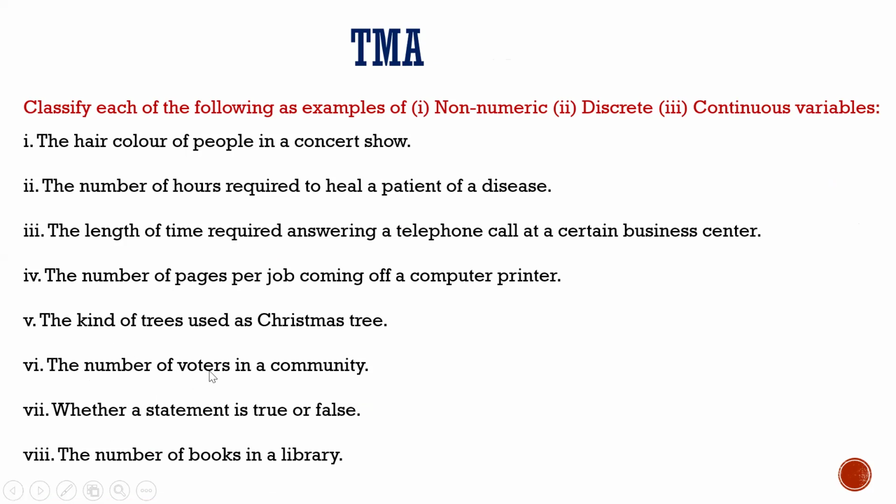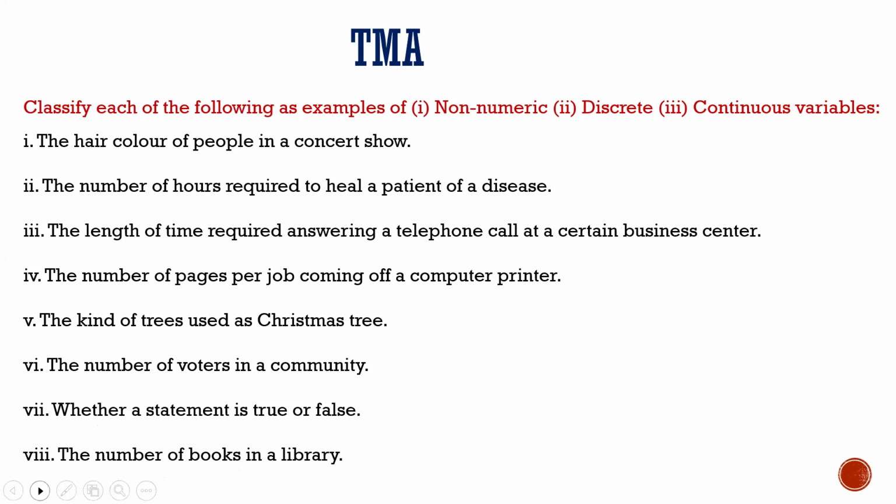VI is definitely a discrete variable. Whether a statement is true or false, true or false is a non-quantifiable data, so it's definitely a non-numeric data. Then the number of books in a library. When you are counting the number of books in a library, it's surely a whole number. There's nothing like 5.5 books there. So it's definitely a discrete number.